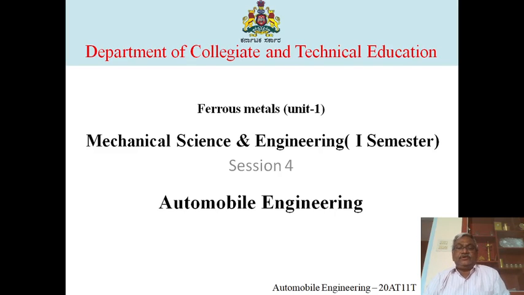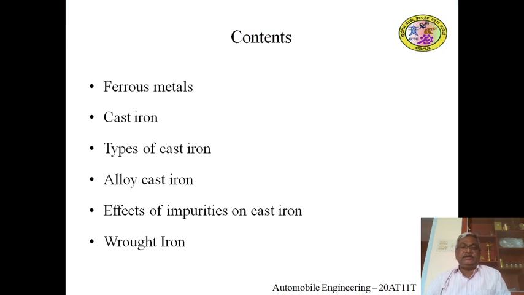So in this session we are going to discuss ferrous metals, a topic in Unit 1. The course is Mechanical Science and Engineering of first semester Automobile Engineering. In the last session you learnt various properties of metals. In this session we are going to discuss ferrous metals, cast iron, types of cast iron, alloy cast iron, effects of impurities on cast iron and wrought iron.